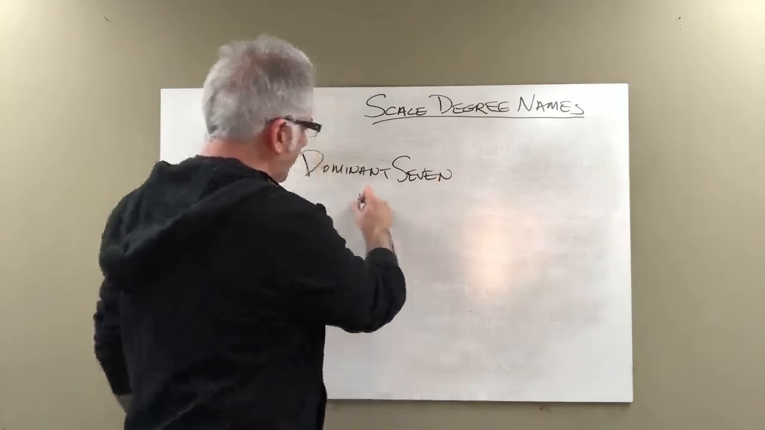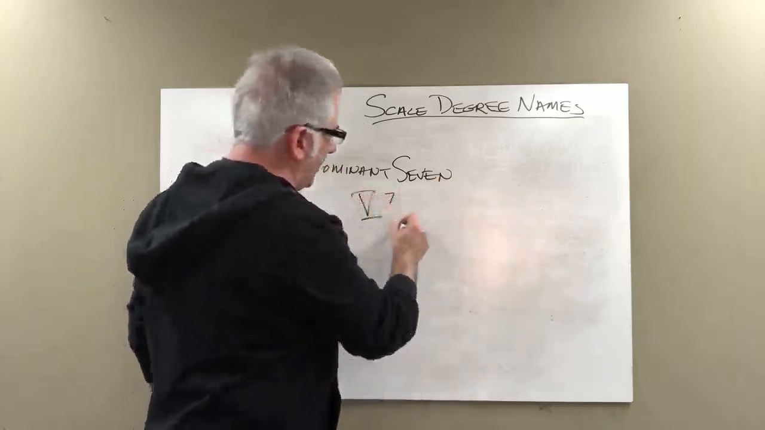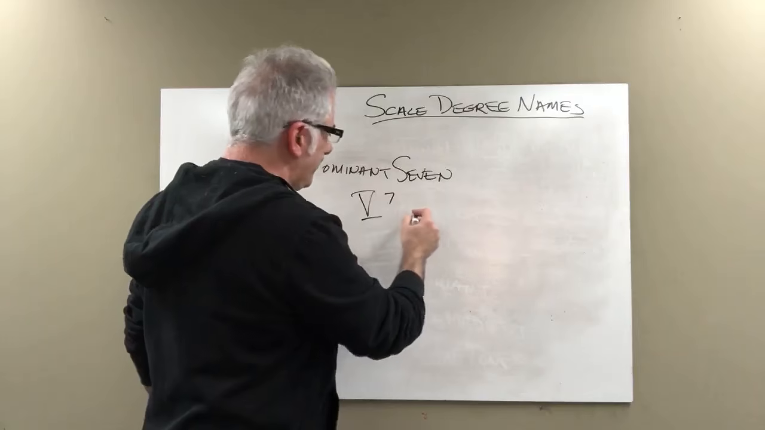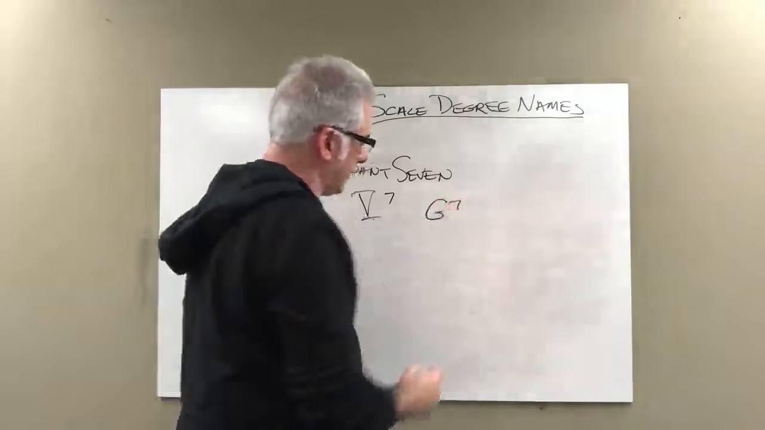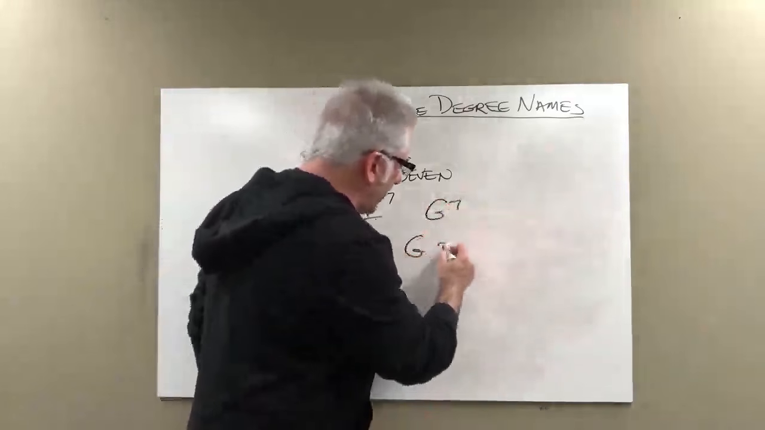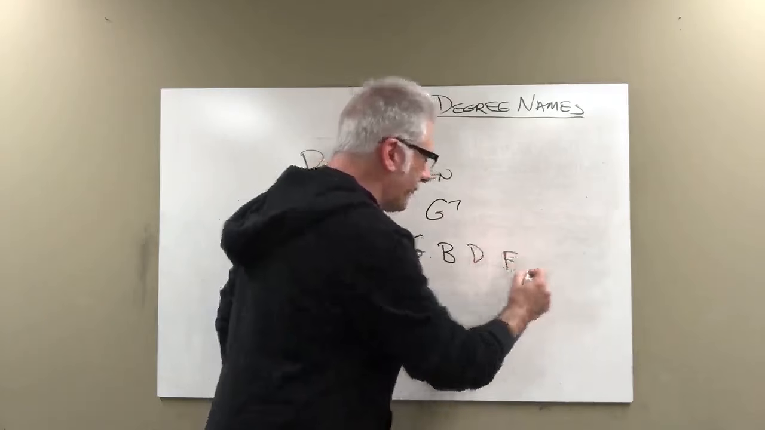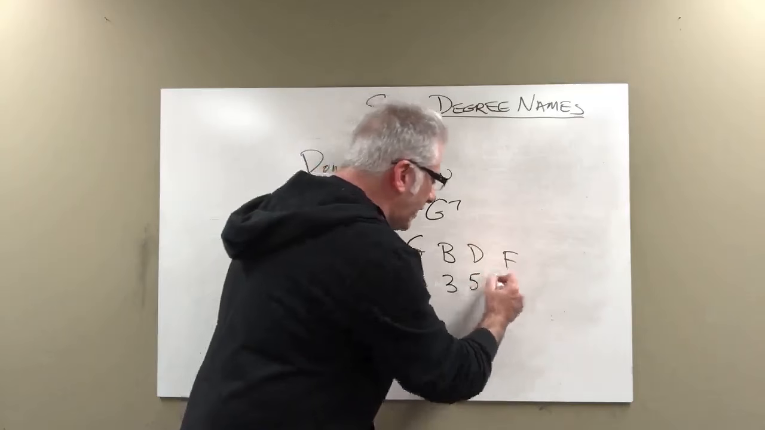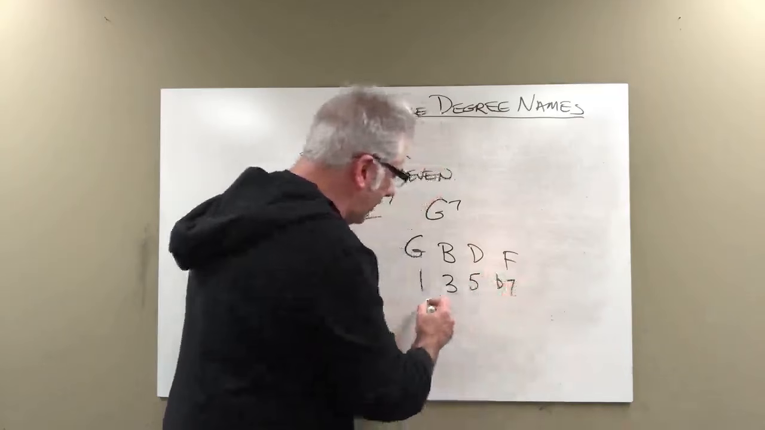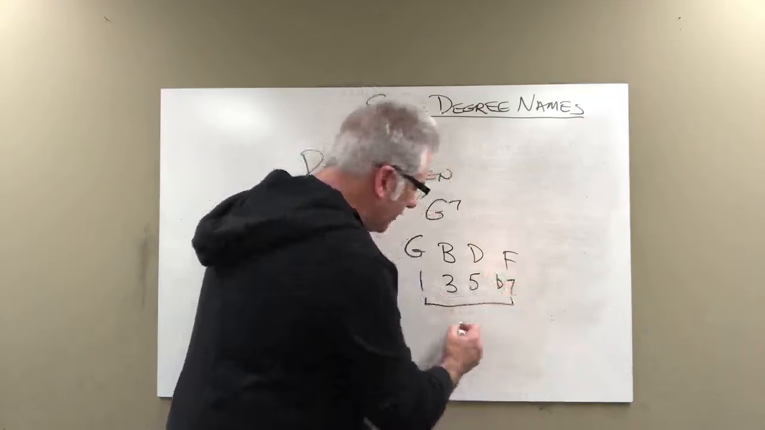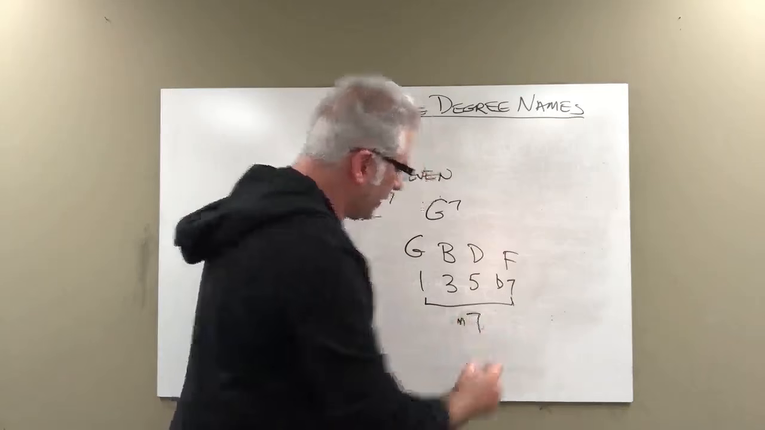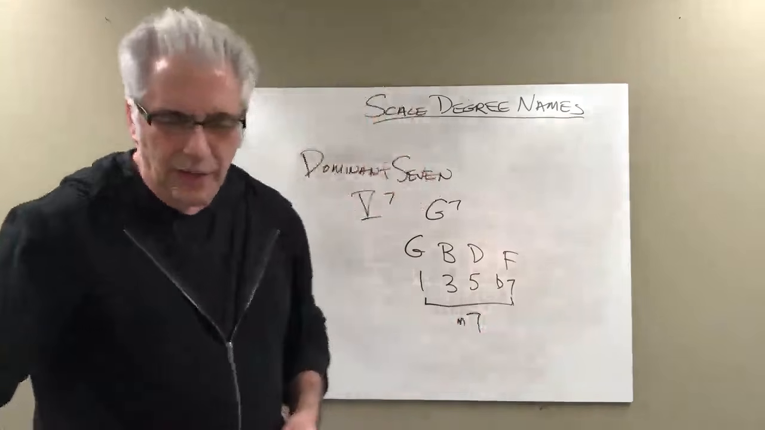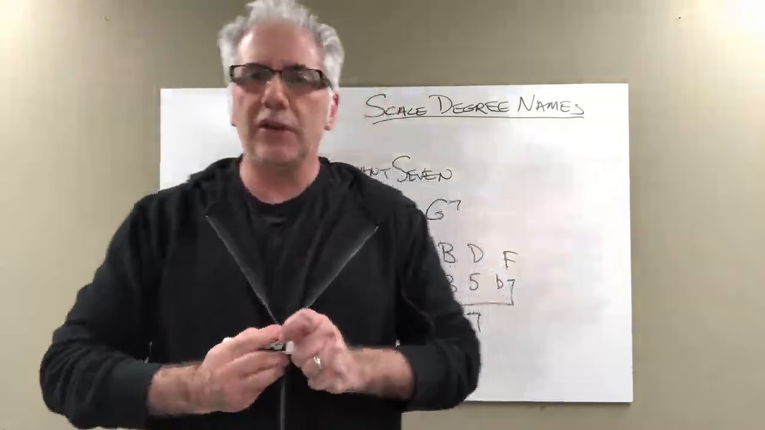Or like this, 5, 7. In the key of C, it would be G7, okay? And it would have the notes G, B, D, F. That F is your 7th. 1, 3, 5, and it's a flat 7 because the interval from here to here is called a minor 7. You don't necessarily need to know that right now. That's where you start to get into more advanced things.